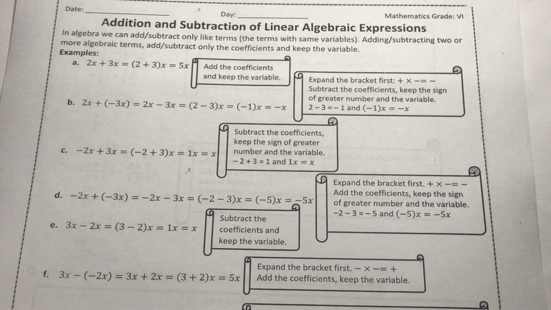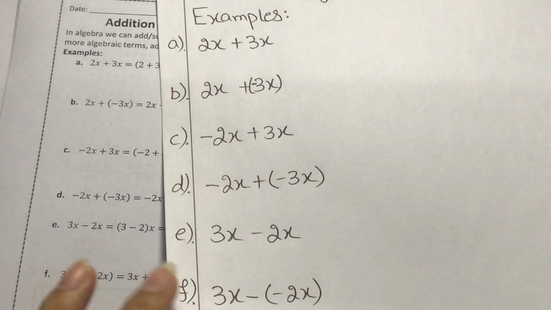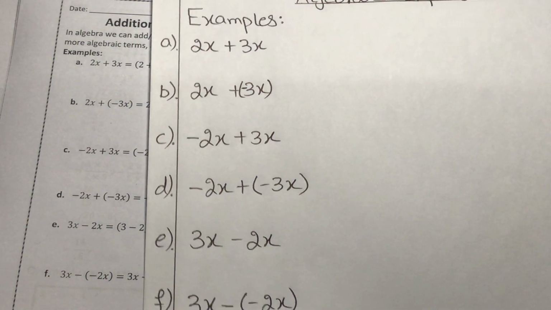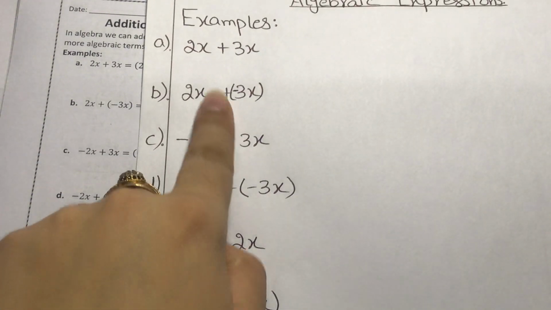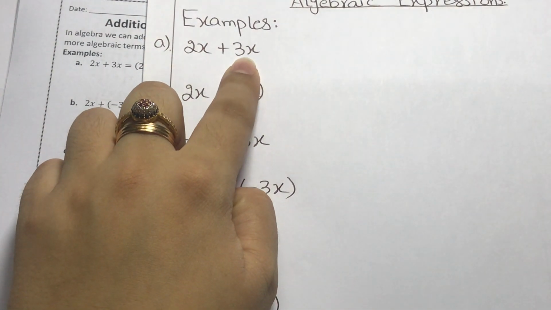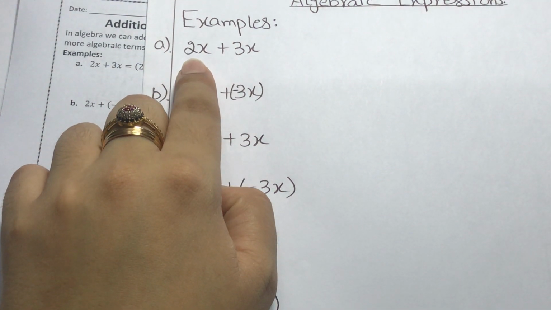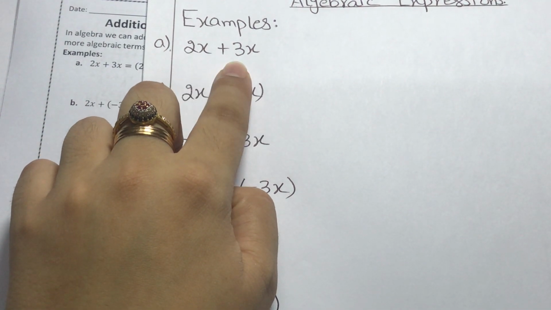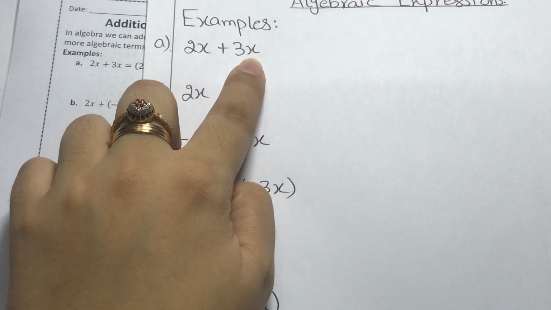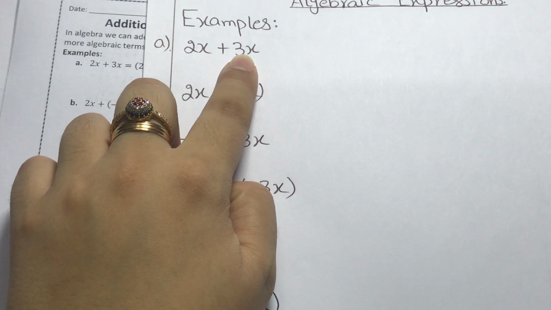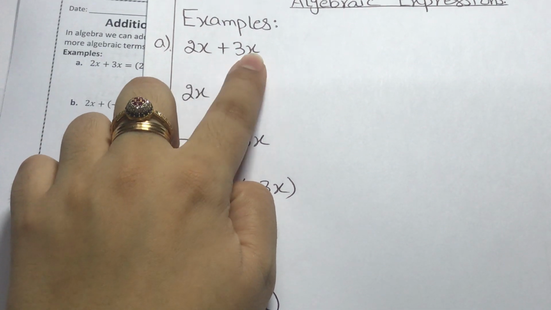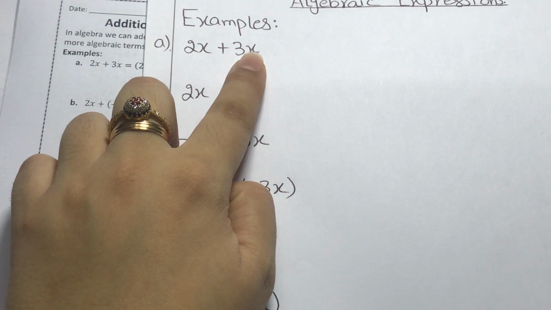Okay, now let's try to solve a few examples. Okay, students, your first example is 2x plus 3x. Here you can see 2x and 3x both are the like terms because both have same variables, right? Same variable, that is x, right? Now what is the coefficient?